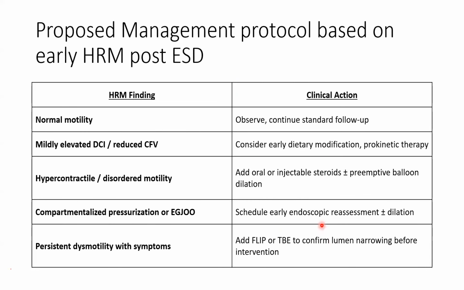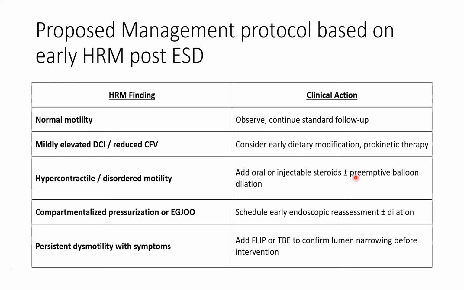So what do you do? As I said, regarding the steroids, if manometry shows a normal motility, observe, don't give anything. Mildly elevated DCI, consider early dietary modifications or prokinetic therapy. You can see a disordered motility, very high DCI, pressurization patterns.